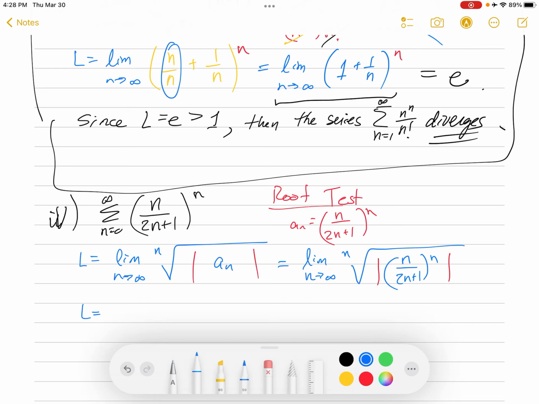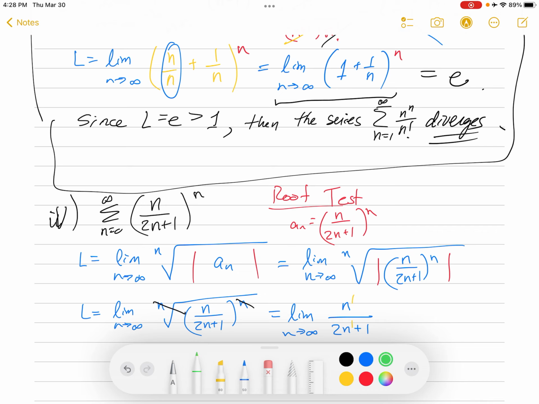So going below, we don't really need the absolute values, right? Because everything's positive. n is positive, 2n plus 1 is positive, the nth power is positive. We can drop the absolute value bars, and take the limit as n goes to infinity of the nth root of (n over 2n plus 1) to the n. So here the nth root cancels with the nth power, and we're going to have the limit as n goes to infinity of n over 2n plus 1.